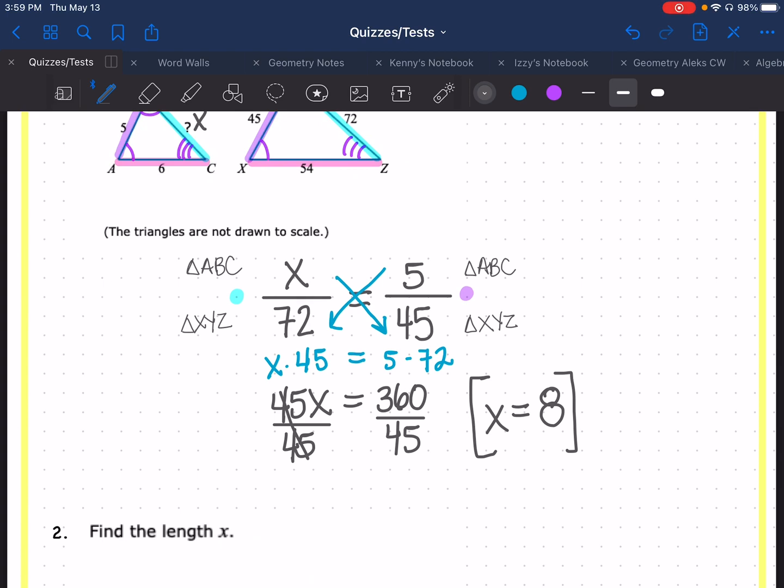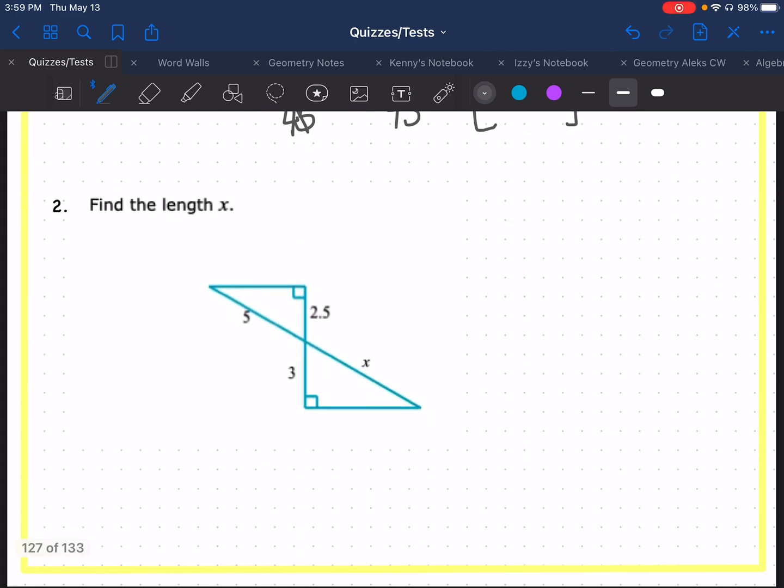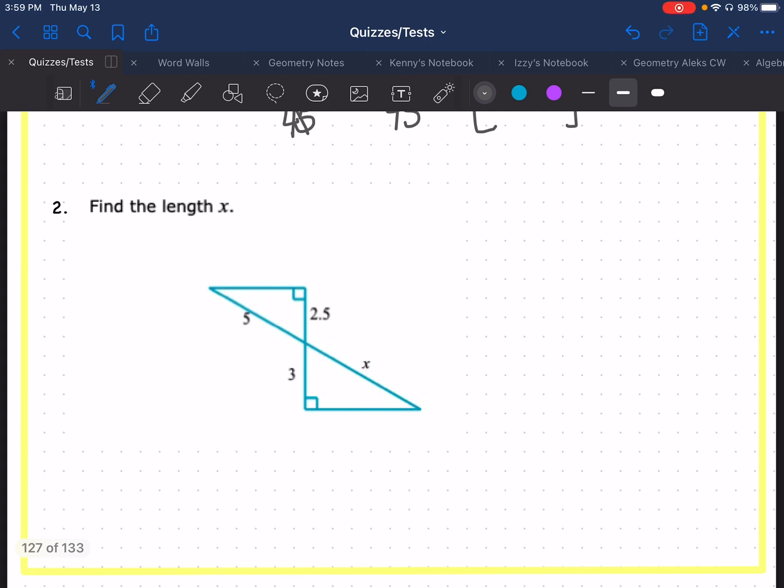I did get a whole number for this answer. I do believe that Alex has the fraction in the toolbox, so if you do get a decimal, please go ahead and make sure you change it to a fraction. All right, question number 2, and I do believe question number 3, are going to look like this.